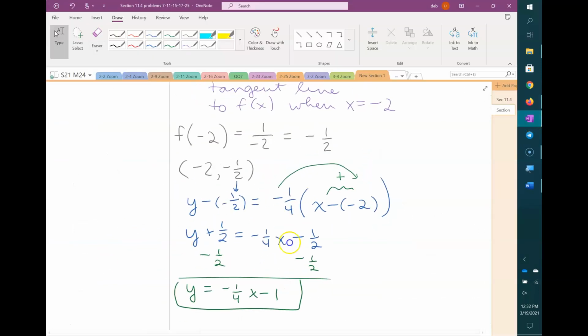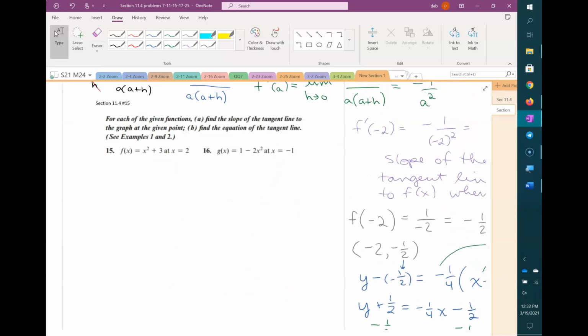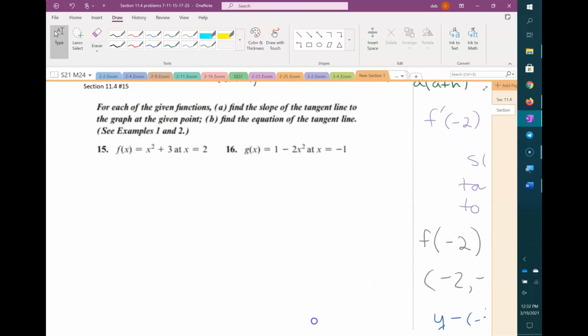Okay, so the next one I wanted to demonstrate was number 15.